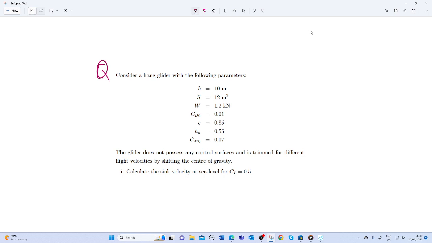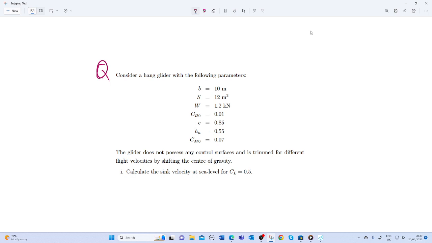Consider a hang glider with the following parameters. The span B is 10 meters. The wing area S is 12 meters squared. The weight of the glider is 1.2 kilonewton. The coefficient of drag at zero lift, CD0, is 0.01. The Oswald factor E is 0.85. The HN is 0.55. The CM0 is 0.07.